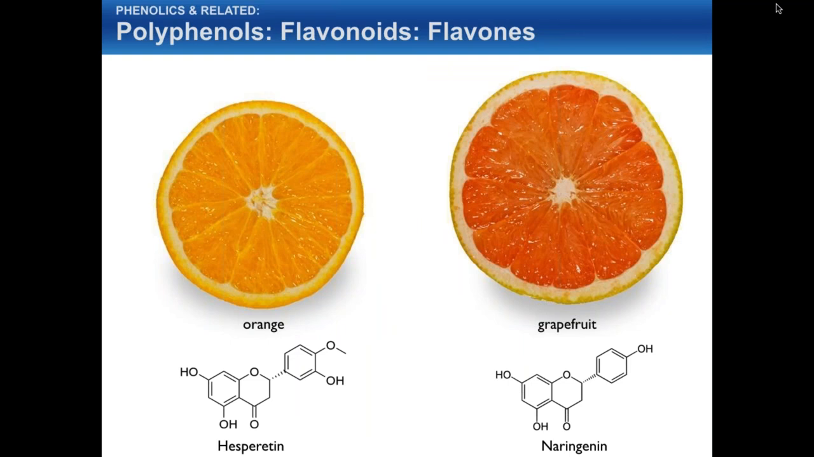A couple other flavones. On the left, you've got oranges, which have a lot of hesperitin in them. And then grapefruit has more of the naringenin. Those are two different flavones that you'll find in citrus. Although I think berries are really good for you, I think it's good to have a variety. Have some oranges, have some grapefruit, have some celery, have some berries. Mix it up with your phytochemicals.